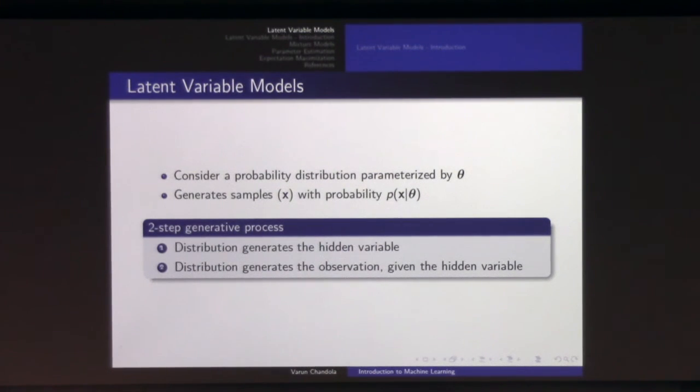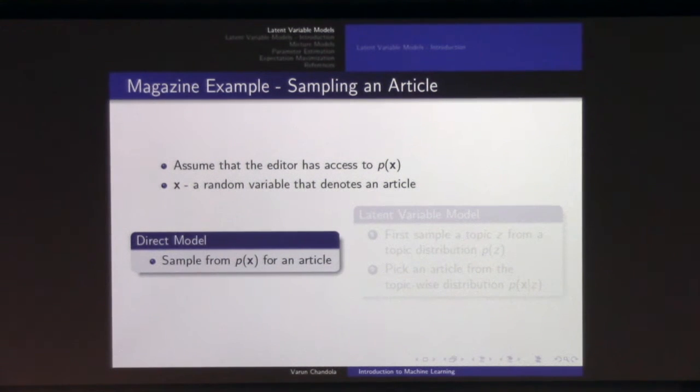So let's go back to, let's see. Okay, there's an example, right? Remember that magazine example that I gave on Wednesday, right? Let's say there's an editor who's trying to create the next issue of Time, right? So let's say X denotes an article. X is our article, which is a random variable. This direct model that we have looked at so far says that we have some distribution theta, and then what that editor does is she just samples the article using that distribution, right?